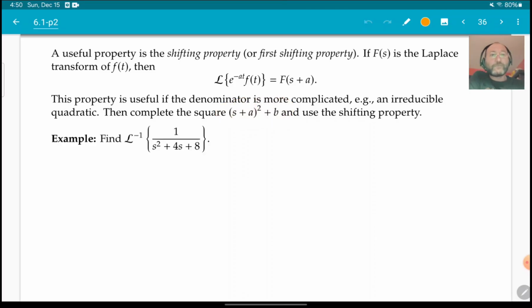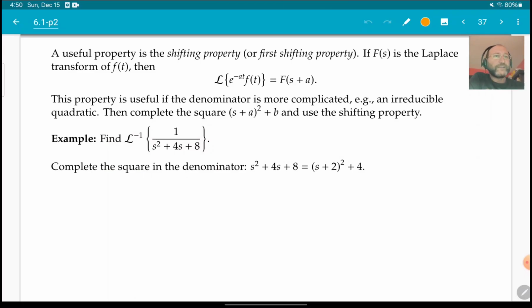So for example, let's look at this guy over here. We complete the square in the denominator. It's this thing, right? This is irreducible, correct? It has complex roots, right?